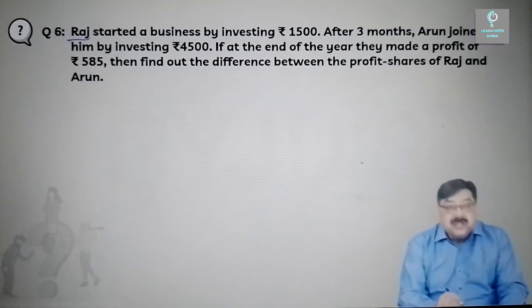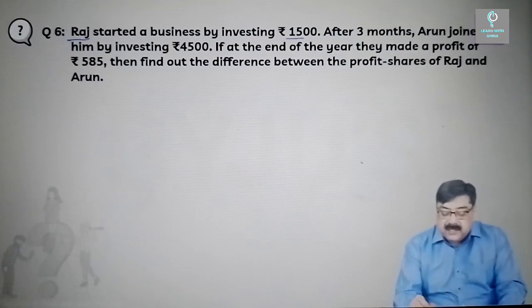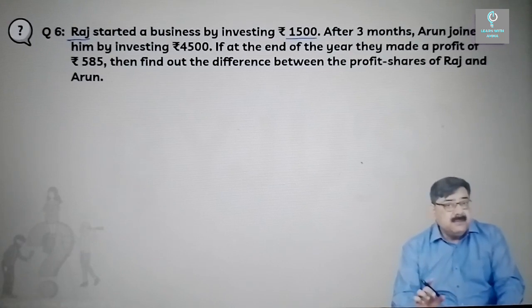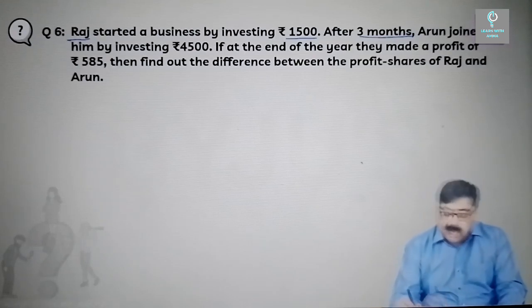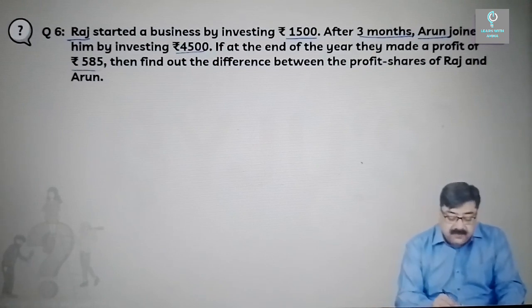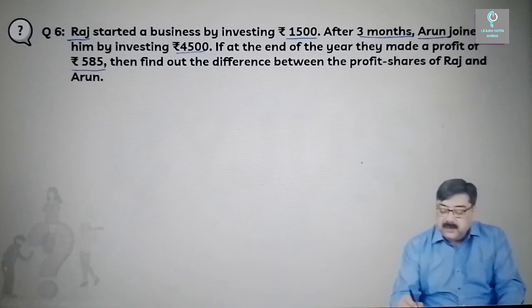Next question. Raj started a business by investing rupees 1,500. It's a very simple topic, as you can see, but the basic concept of ratio and proportion needs to be very clear. Now, after 3 months, now the duration comes into picture. Arun joined him by investing rupees 4,500. If at the end of the year they made a profit of rupees 585, then find out the difference between the profit shares of Raj and Arun.